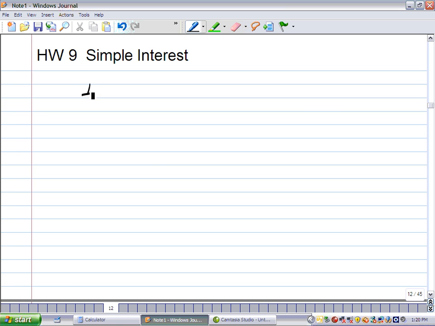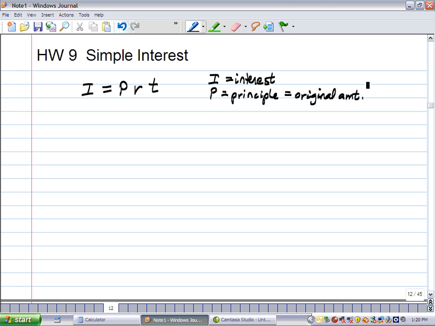The formula for simple interest is I, the interest, equals P, the principal, times R, the annual rate, times T, the number of years. So I is the interest, P is the principal, which is another way of saying original amount, or your starting amount. R is the annual rate, and you need to write it as a decimal. So if it's given in a percent, you need to convert it to a decimal. And T is the time in years. Because the rate is given as an annual rate, you need the time in years.